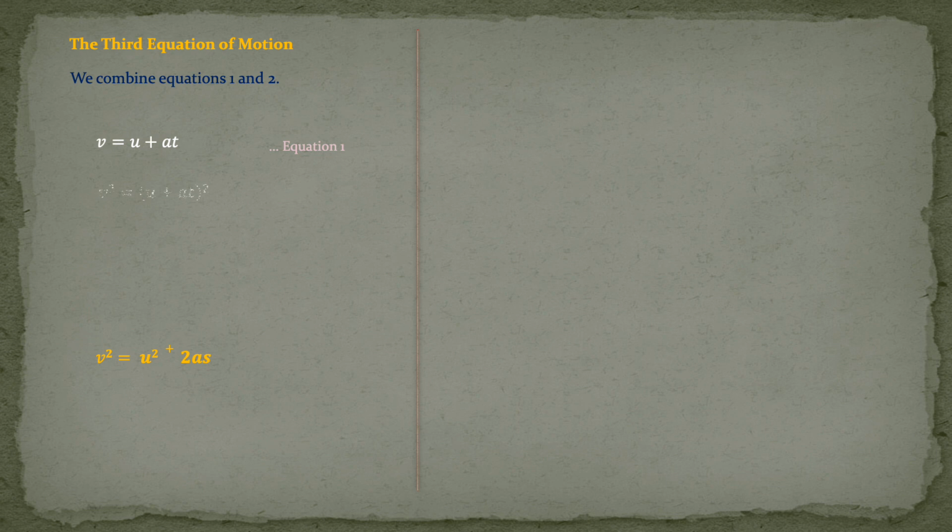So what we're now going to do is square both sides. So v squared equals u plus at all squared. And I'm sure from maths you'll know how to expand out the brackets when you've got a squared term in brackets. So we've got v squared equals u squared plus 2uat plus a squared t squared. Okay, we're getting close, but we still have that t term we need to get sorted out.